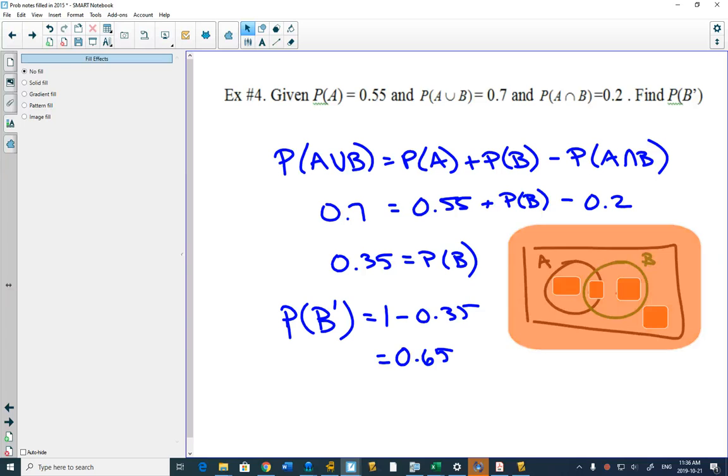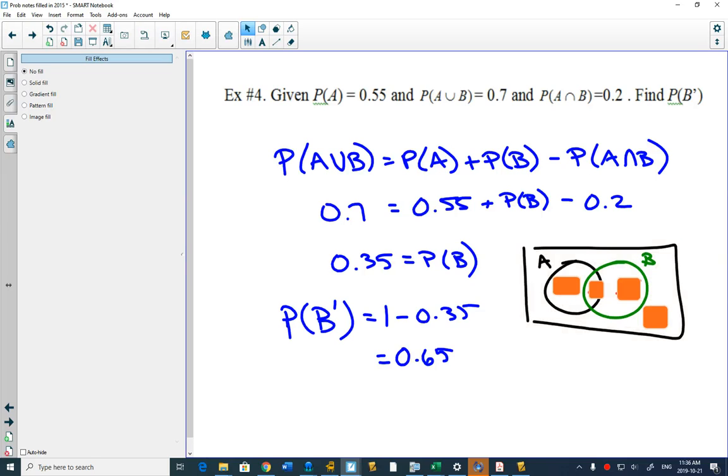Or, if you didn't want to use your formulas, you could draw your Venn diagrams A and B. If you know the probability of A and B is 0.2, you could put that in to start. The probability of A is 0.55, so that would tell you this has to be 0.35 for those to add up. A or B is 0.7, so all 3 of these have to add up to 0.7, making this 0.15. If all 3 of these add up to 0.7, that makes this 0.3.